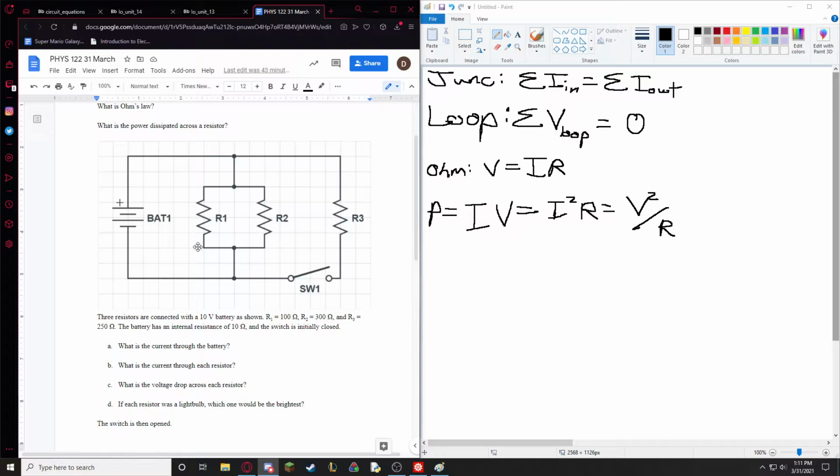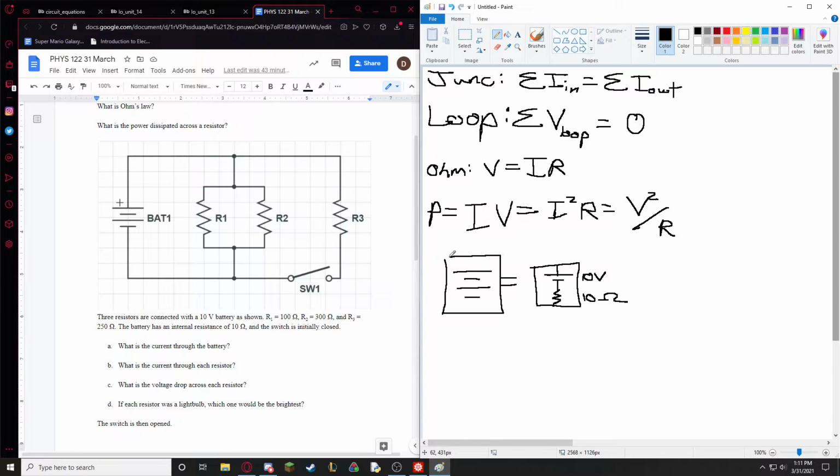Essentially, a 10-volt battery with an internal resistance of 10 ohms can be treated as a 10-volt voltage source and a 10 ohm resistor, all contained within our battery. Does that make sense?